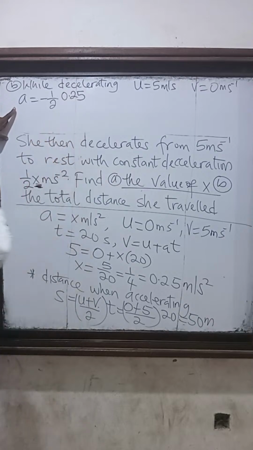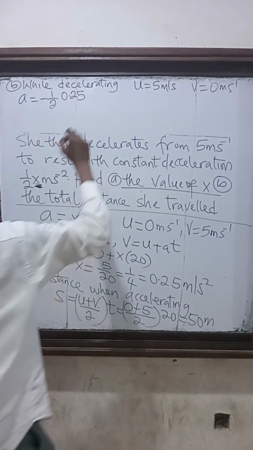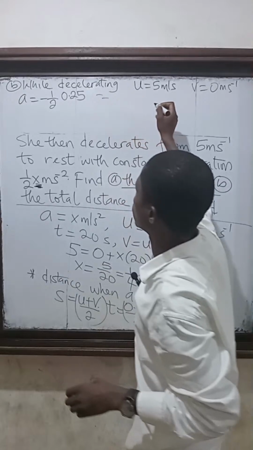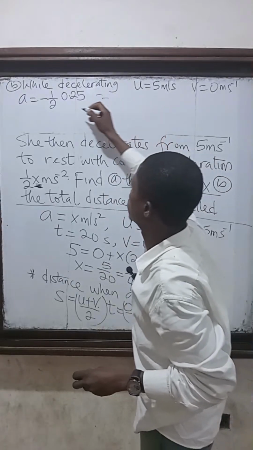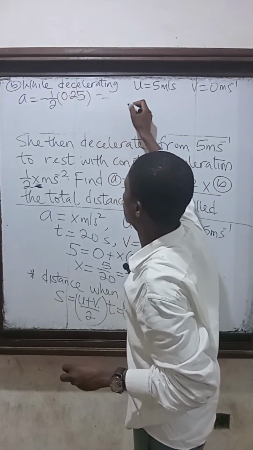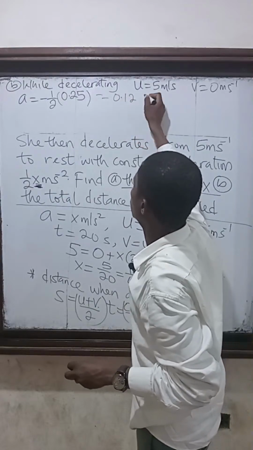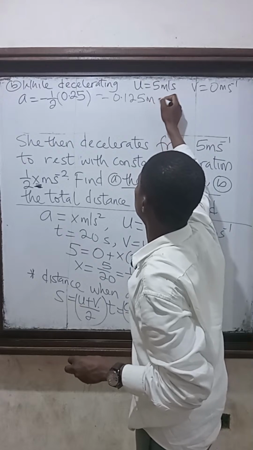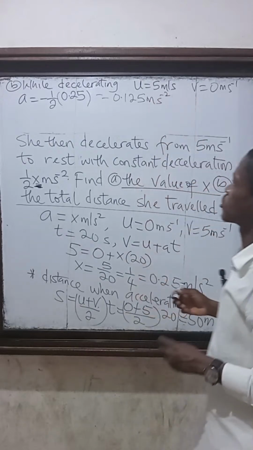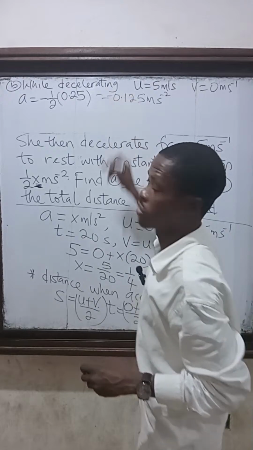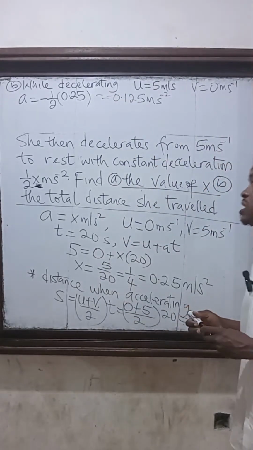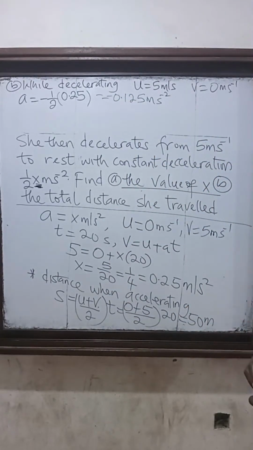Okay, and that will give us 0.125 meter per second square for the acceleration. Don't forget the minus because it's decelerating. Okay, and then we can now find the distance in these.